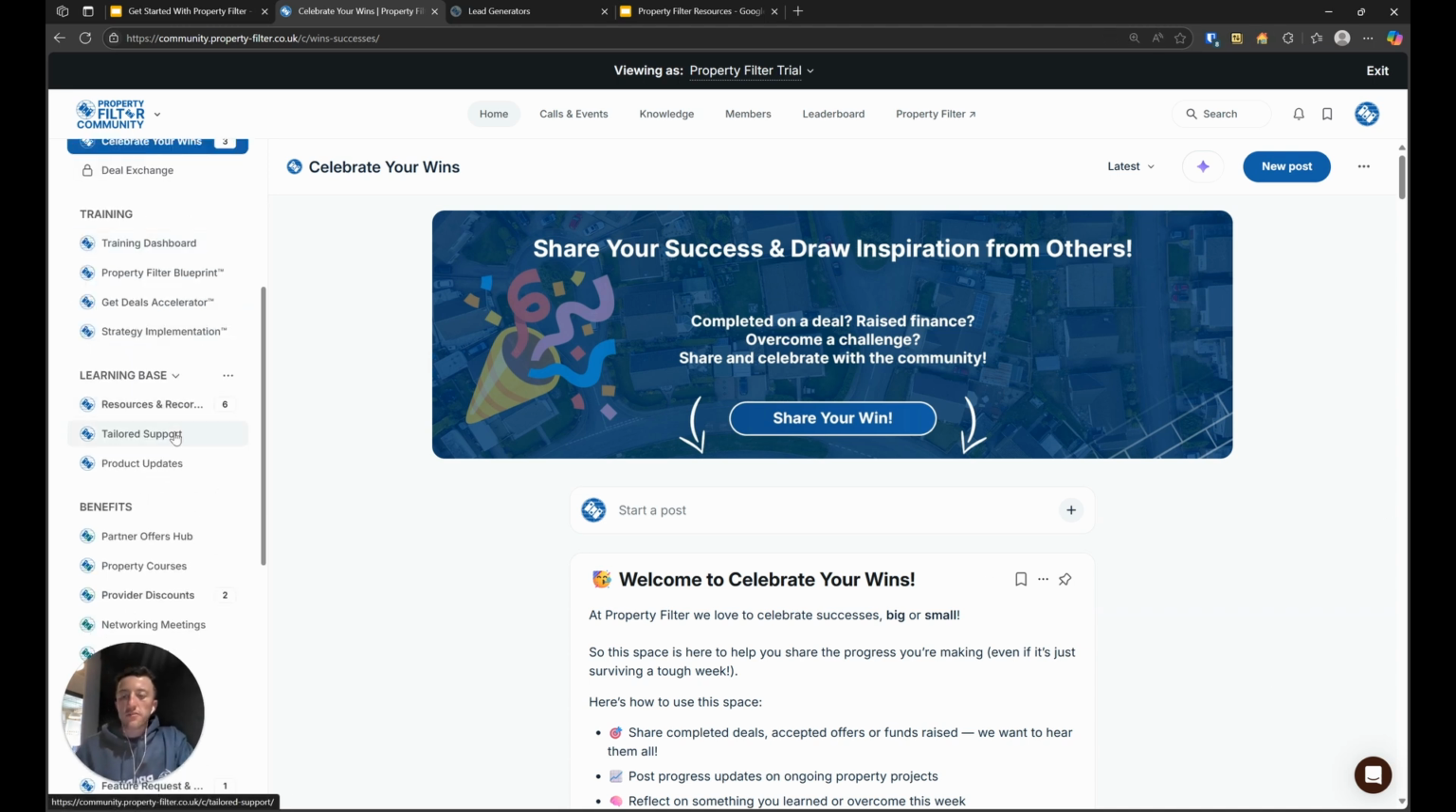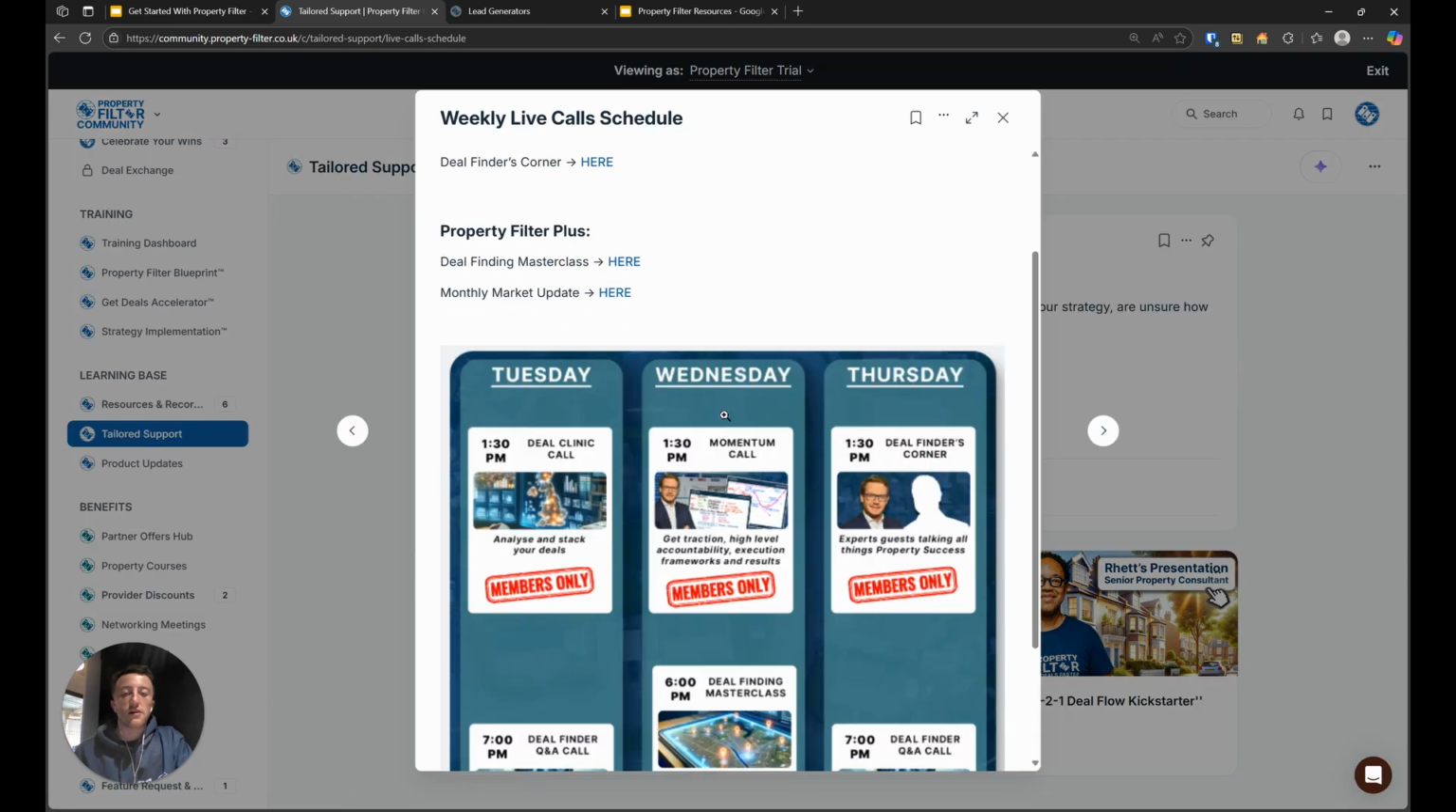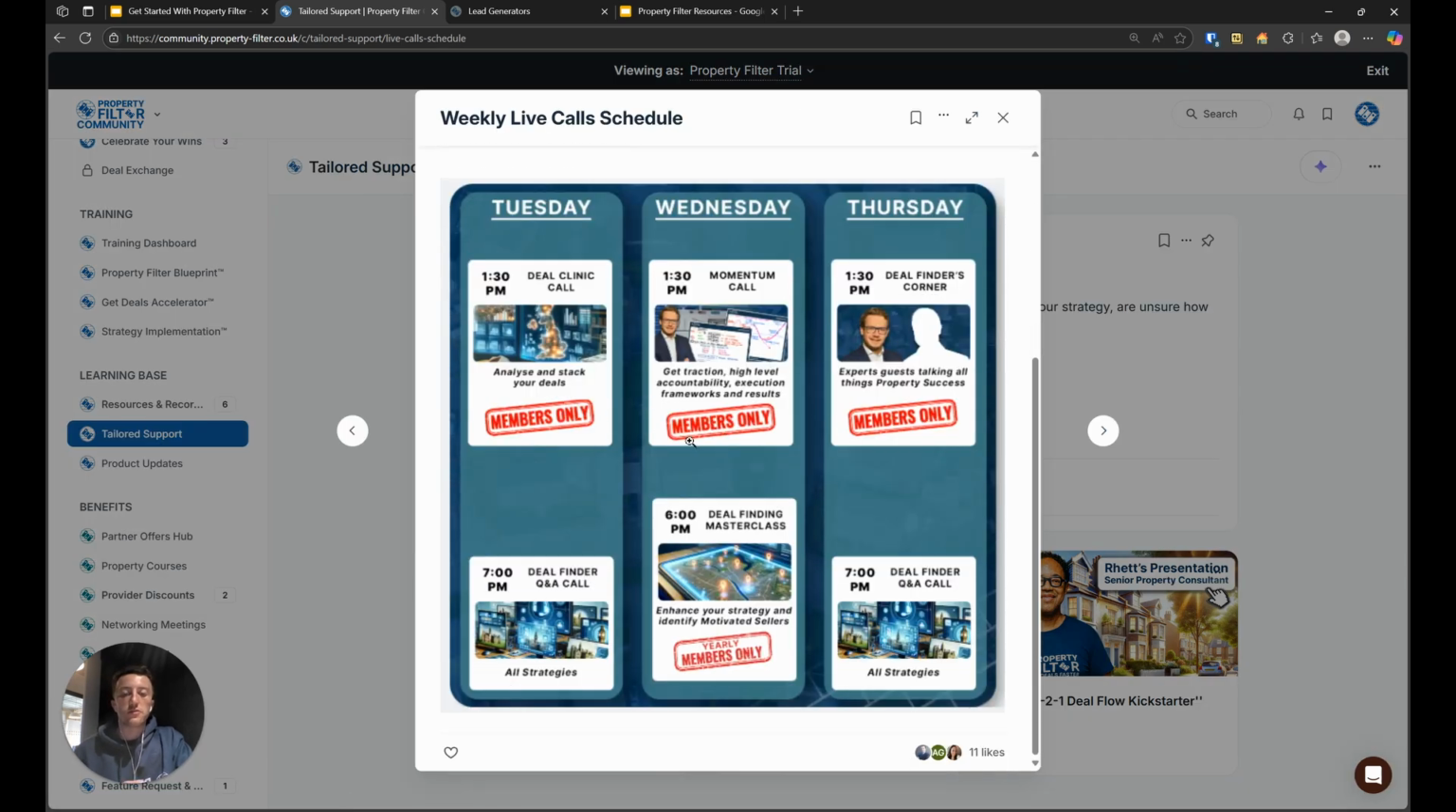And then the final thing to show you within the community is the calls that you have available to you. So if we go to tailored support here on the left, here you can see the calendar of the calls available to our members. So as part of your trial, you get access to the Get Started call, which you're watching currently, which is every day, Monday through to Friday.